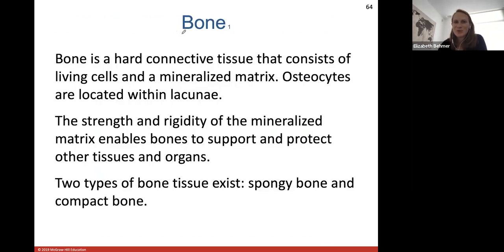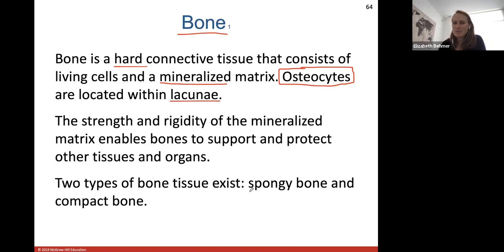Then we get to bone, which is a hard connective tissue. It consists of living cells. So your bone is a living active tissue with blood vessels, nerves, and a mineralized matrix, meaning it has minerals in its matrix, which gives it its strength. Osteocytes are the name of the mature bone cells located within the lacuna, again, which are just spaces within the matrix that hold those osteocytes. The strength and rigidity of the mineralized matrix will enable your bones to support and protect other tissues. So that's what makes bones hard.